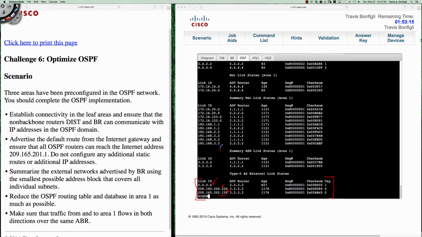We have our type 4, right, for our ASBR. So this is my summary ASBR, which shows the link state ID is the router ID of the ASBR. And then OSPF is going to tell me you can reach that ASBR by recursively finding your way to either router 1, HQ1, or HQ2, because they know how to get to this ASBR. So then I would check to see, do I have a type 1 LSA for either router 1 or router 2?